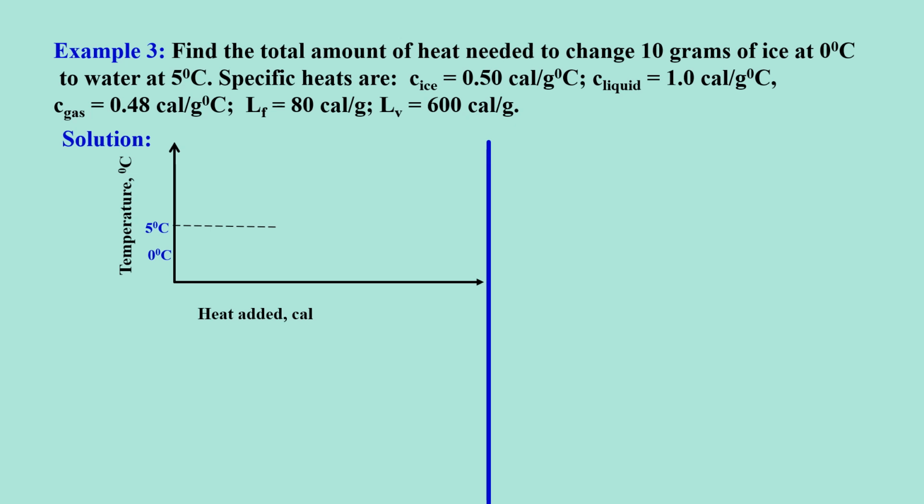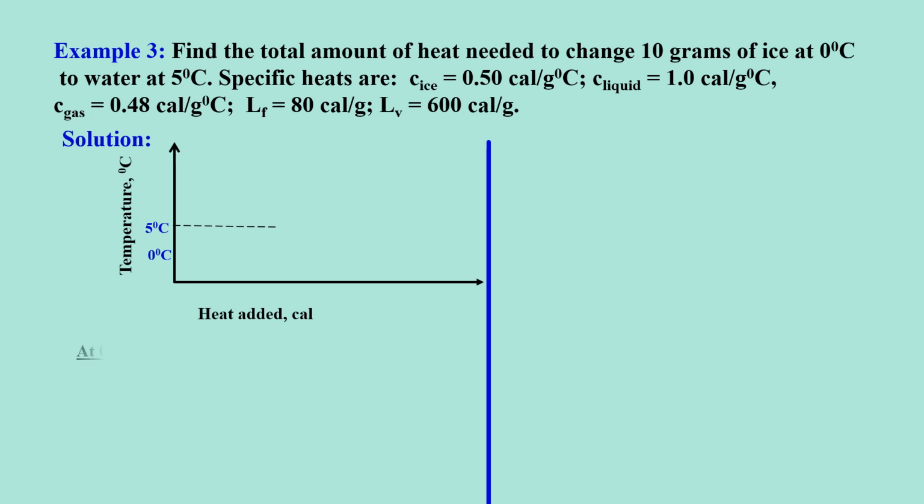Example number 3. Find the total amount of heat needed to change 10 grams of ice at 0 to water at 5 degrees Celsius. Specific heats and the latent heat of fusion and vaporization are given. So in this problem, we are only required to find the amount of heat needed to change ice at 0 to water at 5 degrees Celsius.